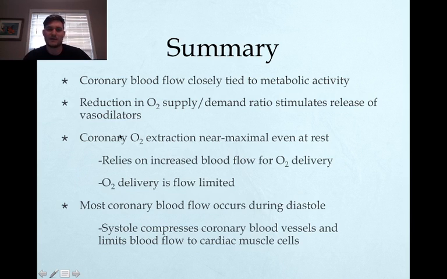And again, in order to increase blood flow during exercise, we need those vasodilators, right? And that comes out of the mismatch in O2 supply to O2 demand. And then most coronary blood flow occurs during diastole, but since diastole is going to be reduced during exercise due to an increase in heart rate, again, we need to have these backup mechanisms in order to increase cardiac muscle blood flow. Okay, hopefully a pretty short lecture here today.